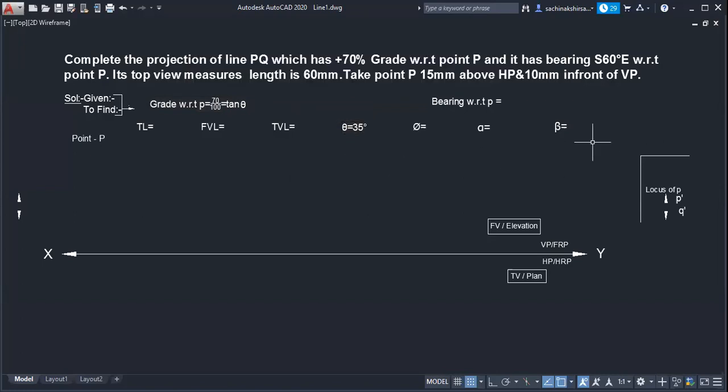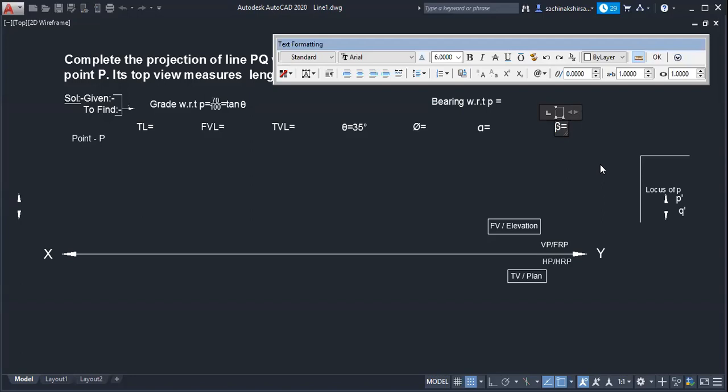Okay, bearing. It has bearing 60° east with respect to point P. What will be the value of beta? 90° minus 60 degrees equals 30°. So beta is 30°.